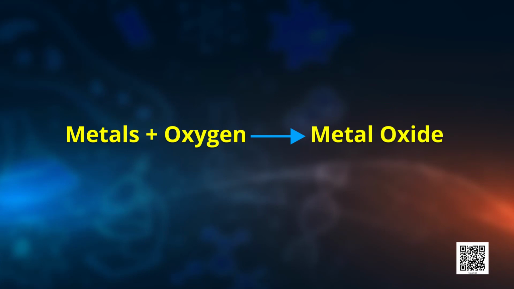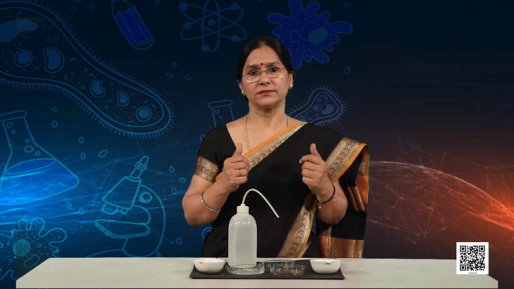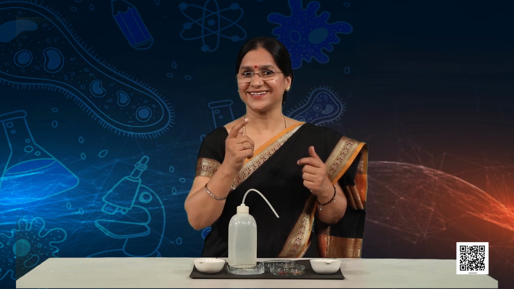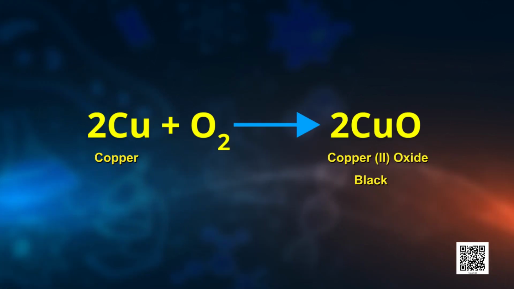Now, after having watched this activity, we can conclude that almost all metals combine with oxygen to form metal oxides. Now, let us further explore what happens when metals are burnt in air. Recall the oxidation reduction reaction which you have done in chapter 1. When copper is heated in air, it combines with oxygen to form copper oxide. Remember what was the color of that oxide? Yes, it had turned black. You can see the reaction on the screen.